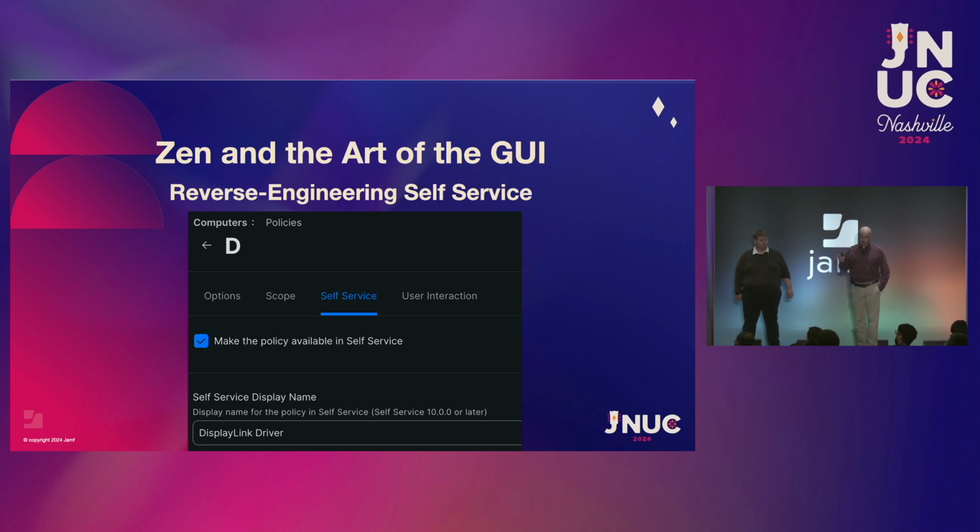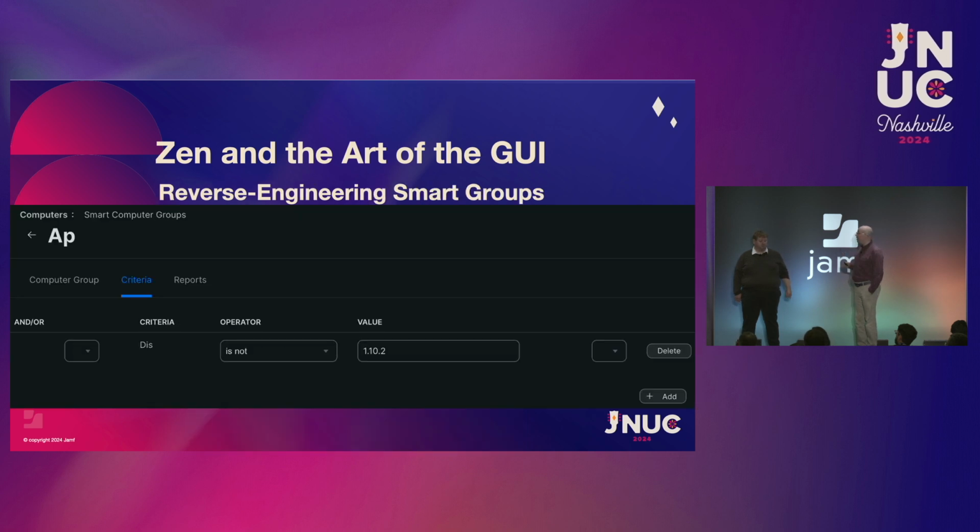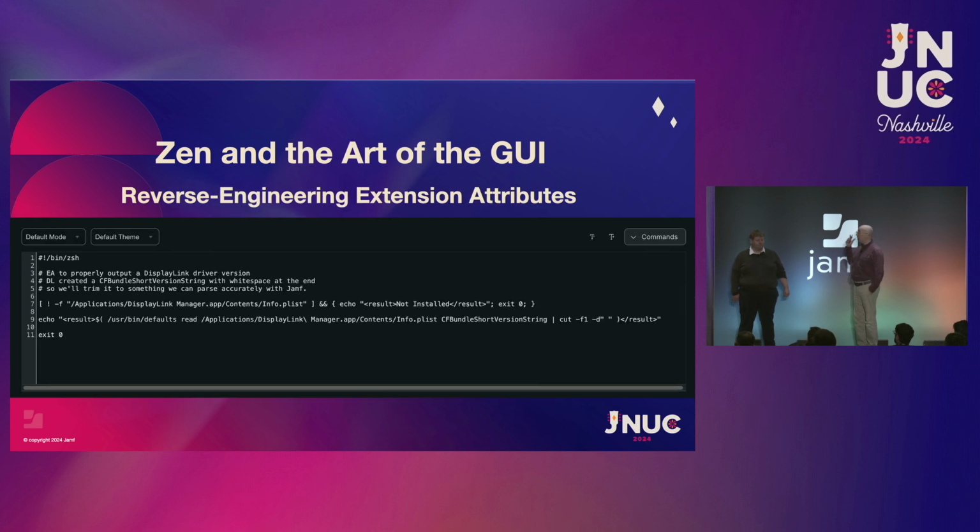Now, I don't have a slide for the next bit where I look at the scope, but the scope is a smart group. And the smart group looks like this. The criteria is DIS, and it is not, and what looks suspiciously like a version number, but we need to confirm. Well, having been around the block with Jamf a few times, I know that there's no inbuilt criteria called DIS. So that means that this is probably an extension attribute. And lo and behold, it is, and it's running a script.